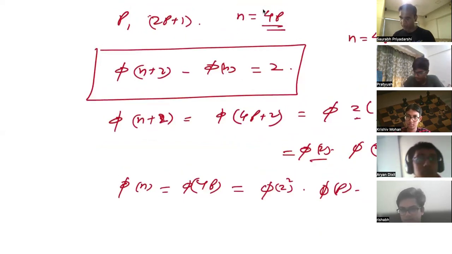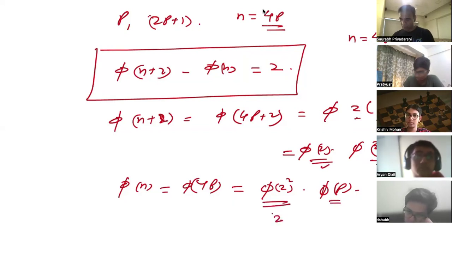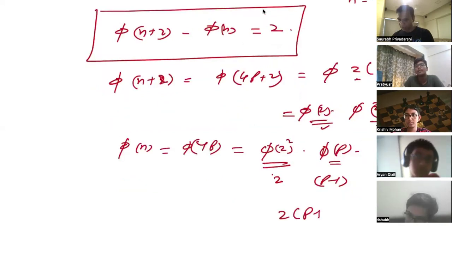So what number are you getting from this? 2p plus 1, 2p, right? This is 1 and this is 2p. What number are you getting from this? 2, and this is p minus 1. So this is coming as twice of p minus 1 plus 2 will be equal to this one. So direct question.